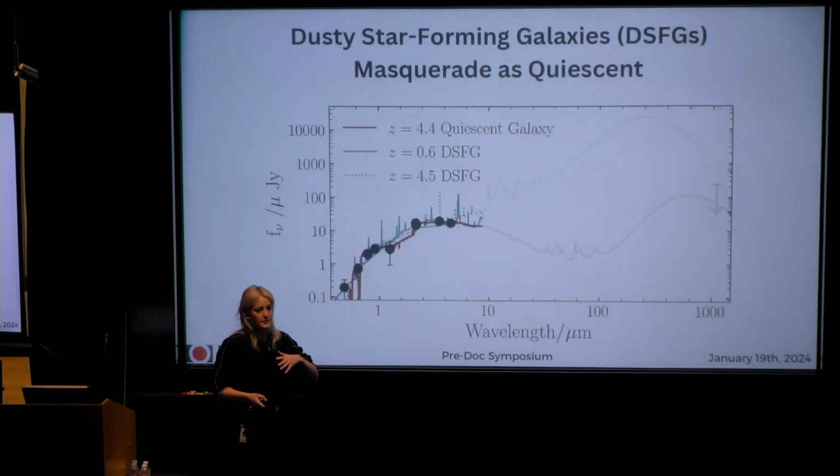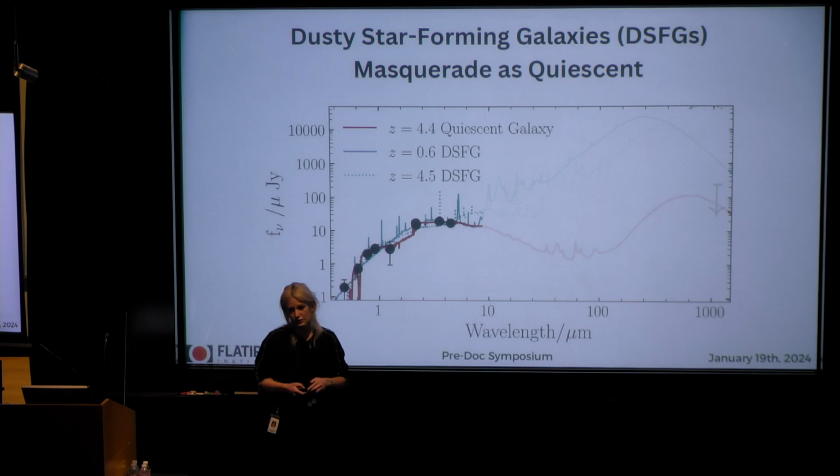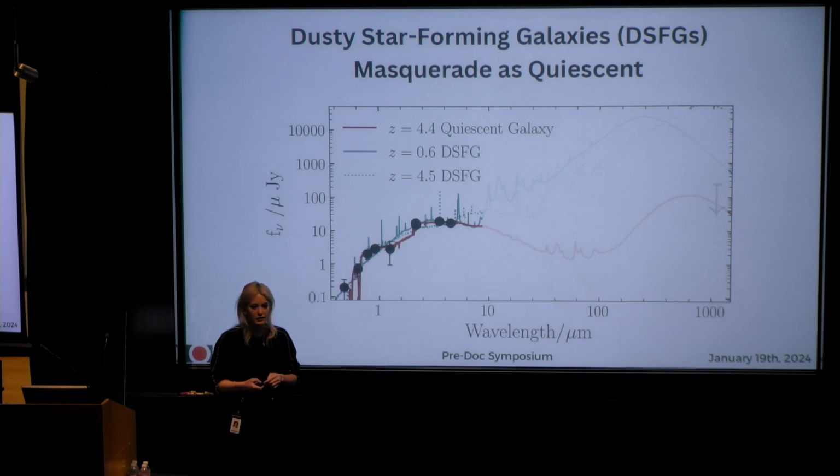That all sounds pretty straightforward, but there is this one problem that I kind of alluded to: massive quiescent galaxies are red, and there's another population of galaxies that are often very red as well, and those are dusty star-forming galaxies. These are galaxies that are very star-forming, so they're not quiescent, but they have large amounts of dust, which attenuates light in the UV to near IR and then re-radiates it at longer wavelengths.